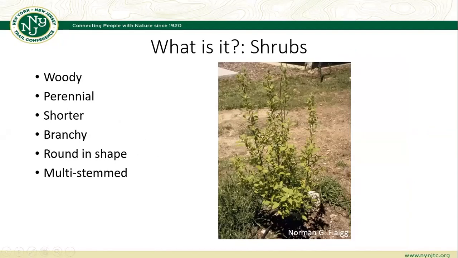Okay, so our next category is shrubs, and I'm going to talk about trees after. Most people have an idea what the difference is between shrubs and trees, but it's really hard to pinpoint exactly what distinguishes them. So shrubs are woody and perennial. They'll be shorter than trees and branchier than trees as well. They're typically going to be pretty round in shape, but one of the main differences between a shrub and a tree is that shrubs are multi-stemmed more often than not.